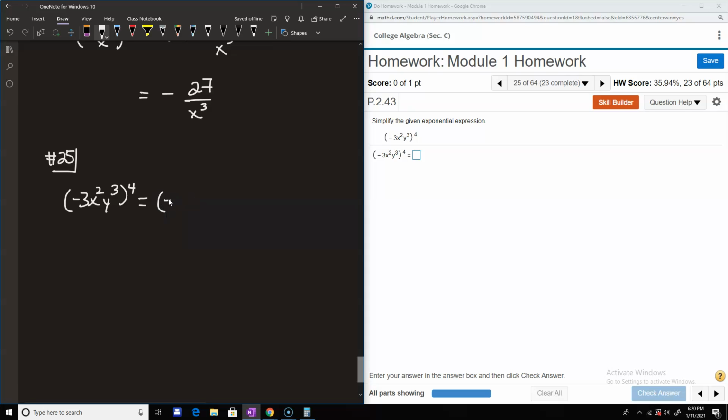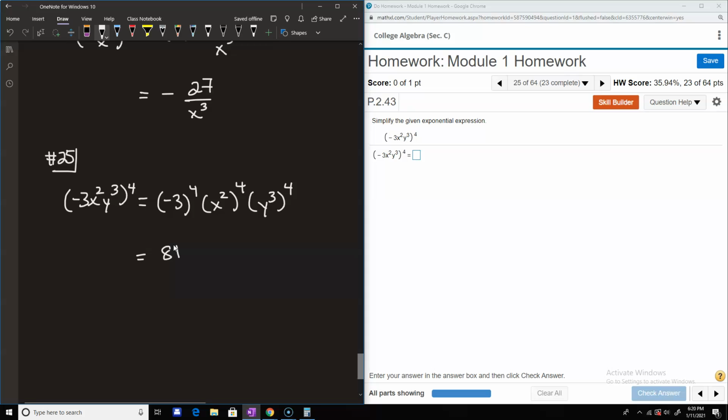So I have -3 that I want to raise to the 4th power. I have x squared that I want to raise to the 4th power. And I have y cubed that I want to raise to the 4th power. -3 to the 4th power, that's going to come out to +81. So you can use your calculator if you're not so good at doing those in your head.